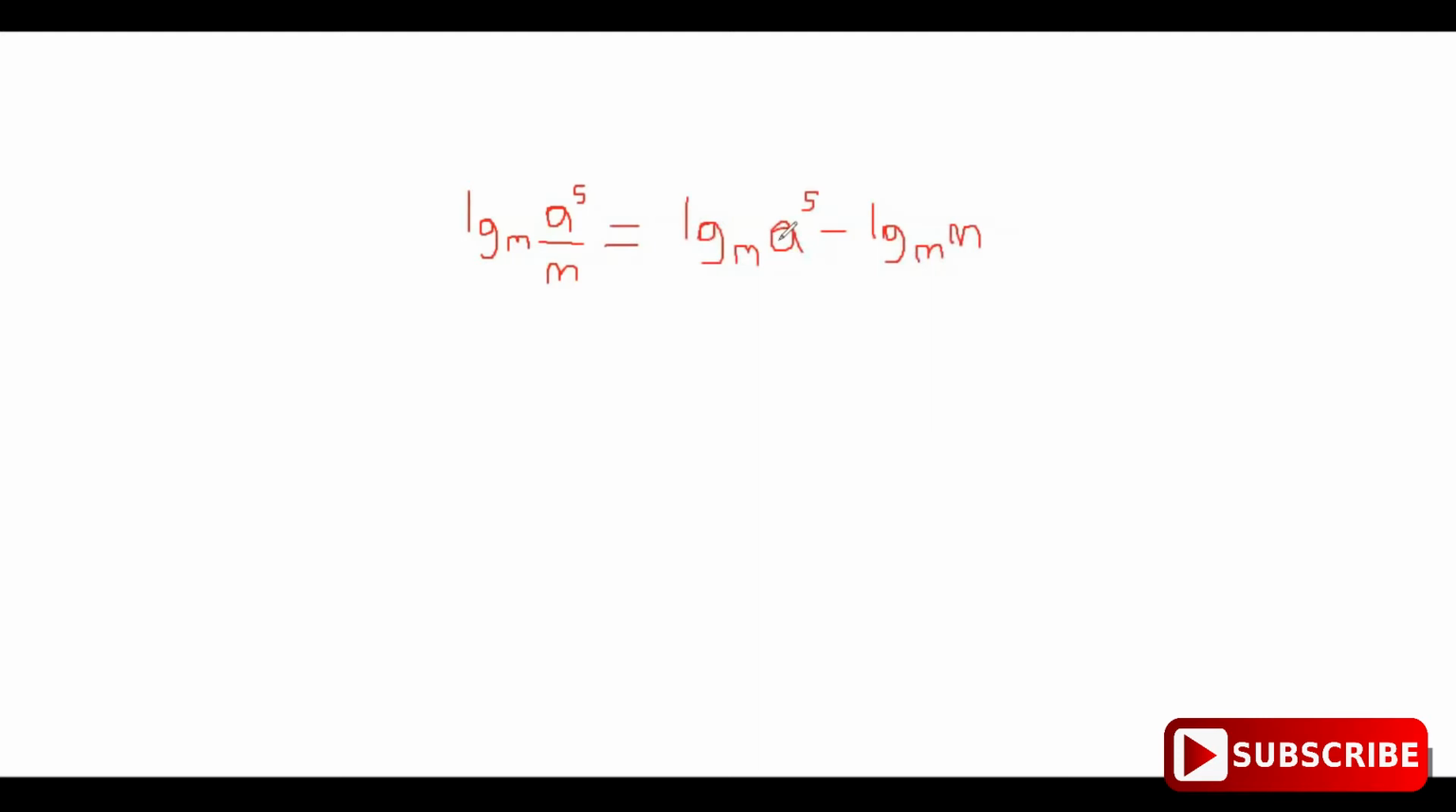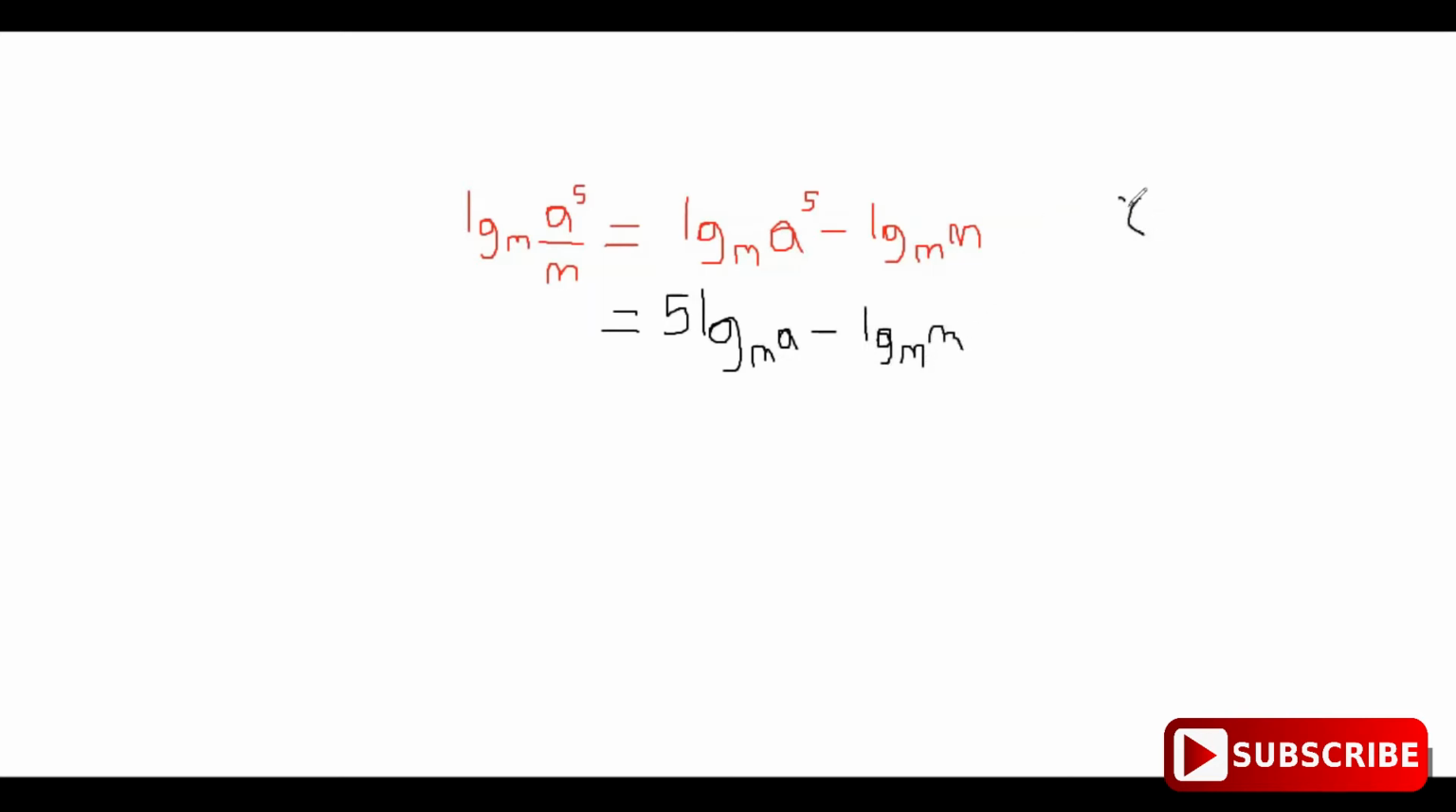Good. Now this should work out to be 1. Log of m to the m, yes, this part is 1. So now we can use rules of logarithm to bring down this power to get 5 times the log base m of A minus log to base m of m. Now look what they told us.